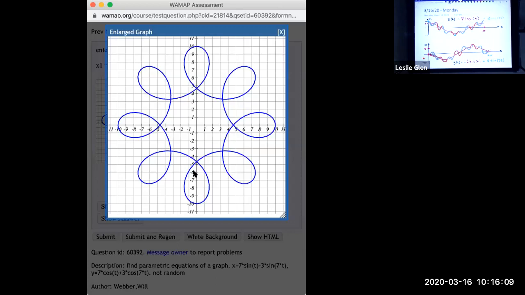Okay, and that's it for how you do this. But now let's take a look at what happens when you actually try to plug those in.